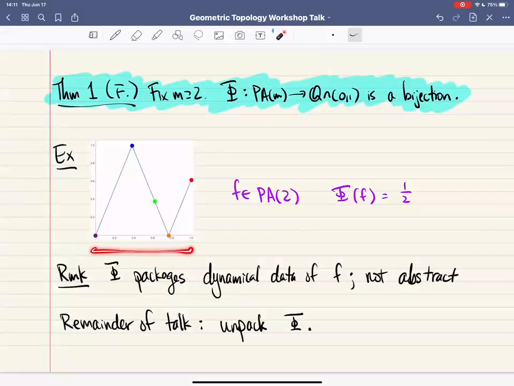Our example from before is a bimodal zigzag map of pseudo-Anosov type. So it's in PA of 2, and its rotation number is 1/2. So right in the middle.